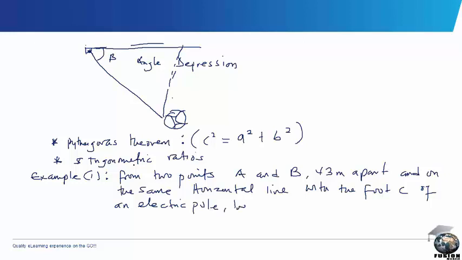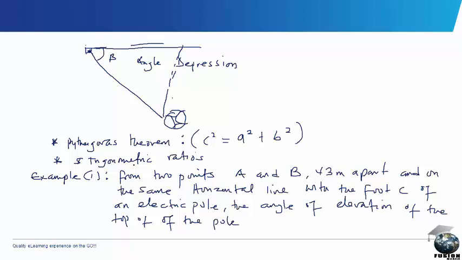You're told the angle of elevation of the top of the pole are 24 degrees and 37 degrees respectively, and you're told to find the height. Find the height of the pole.